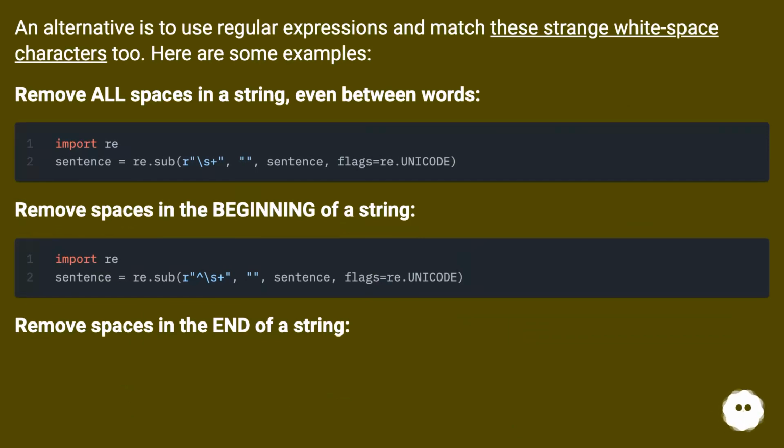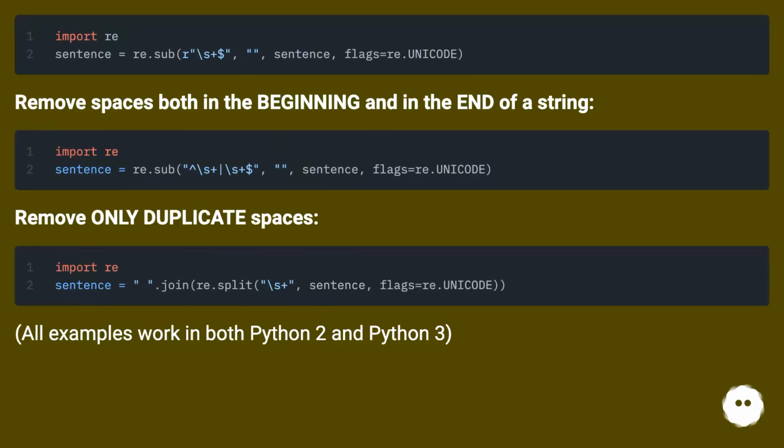Here are some examples. Remove all spaces in a string, even between words. Remove spaces in the beginning of a string. Remove spaces in the end of a string. Remove spaces both in the beginning and in the end of a string. Remove only duplicate spaces.